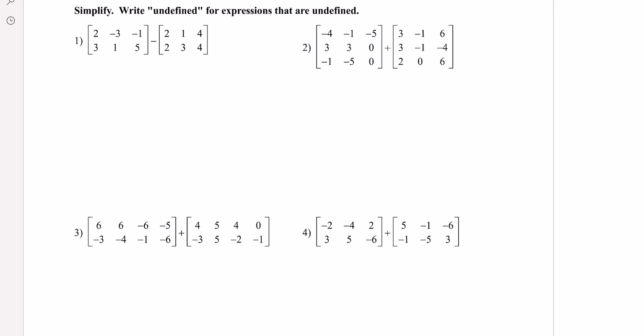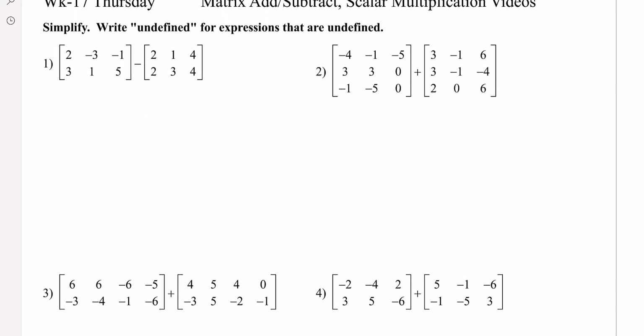Okay, matrix addition and subtraction. Just like when you're adding decimals, if you said 1 and 12 hundredths plus 0 and 3 tenths, when you add those, you would line up the decimal points because you're adding like terms. So when you're adding and subtracting matrices, notice each spot: upper left, upper middle, upper right.